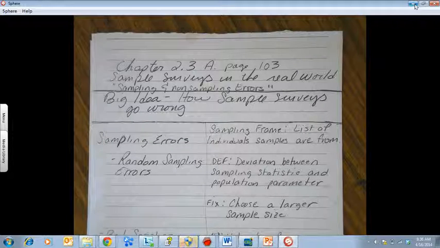The deviation between sampling statistics and the population parameter. We've talked about how the parameter and the statistic are very rarely the same thing. You can only get close. You would only know the true parameter if you took a census where you are sampling every single person. Okay? So that's going to always have a little bit of error, which you see in the margin of error. To help fix that error, you choose a larger sample size. The larger the sample size, the smaller the margin of error.